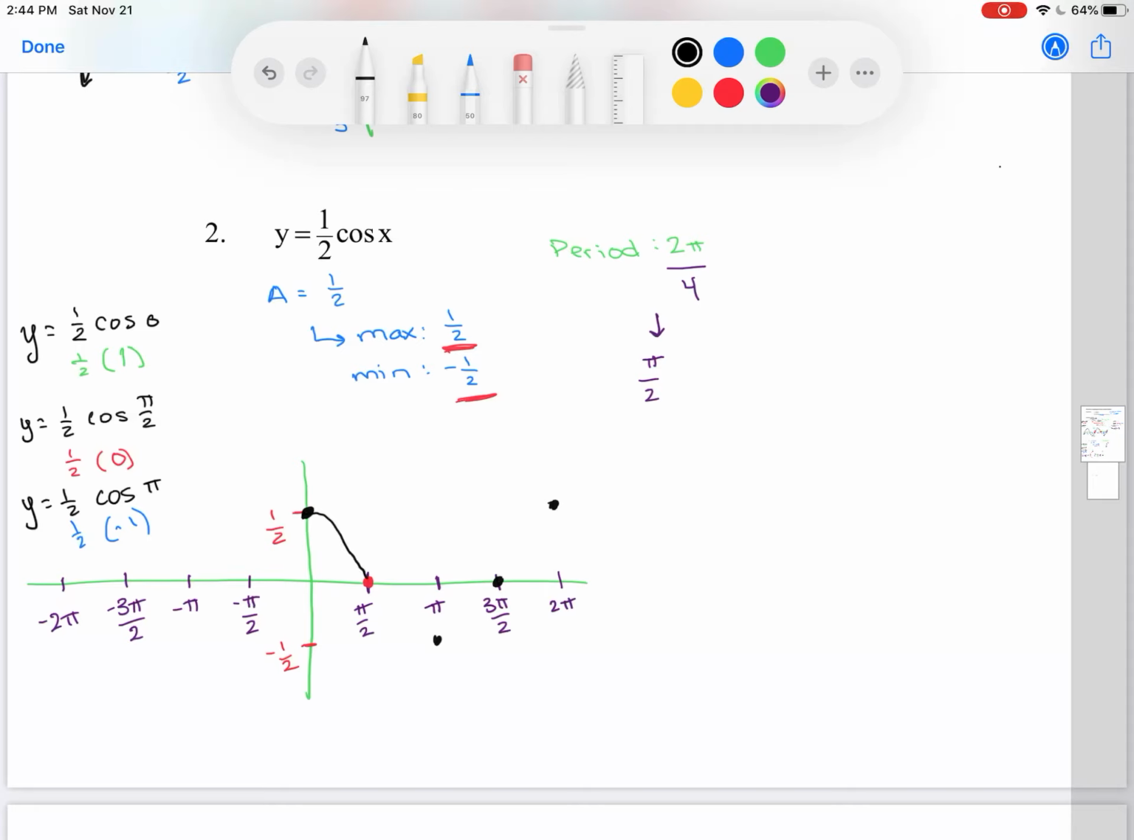3 pi over 2, cosine of 3 pi over 2 is going to give us 0. 0 times 1/2 is still 0. Cosine at 2 pi is a positive 1. Positive 1 times 1/2 is going to be 1/2. And there we have it, the right side of our graph.